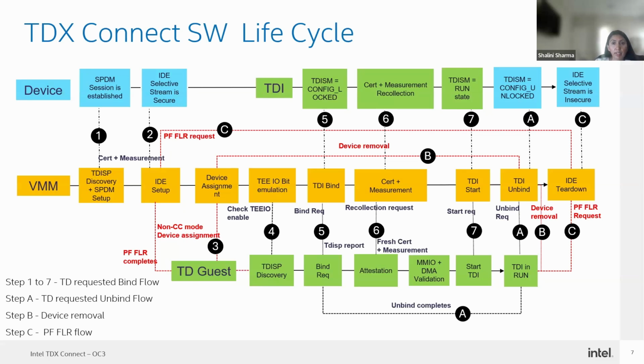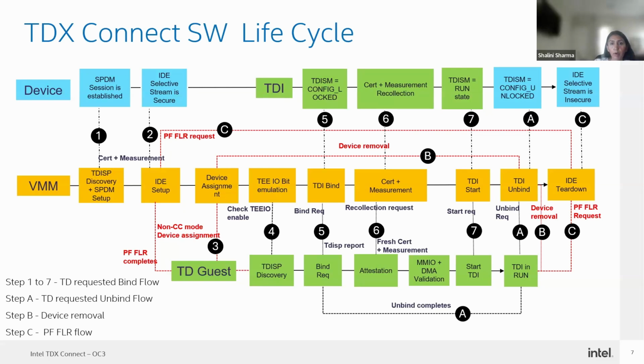Another flow which is important is the device removal flow. In case VMM wants to remove the device from the guest, it will send a device removal request to the guest, and on receiving the device removal request, the guest stops accessing the TDI and prepares for the TDI to be removed from the guest. After this, the VMM takes over the TDI and unbinds the TDI, transitioning it back to the unlocked state. And now the device is ready for reassignment to the same guest or to another guest.